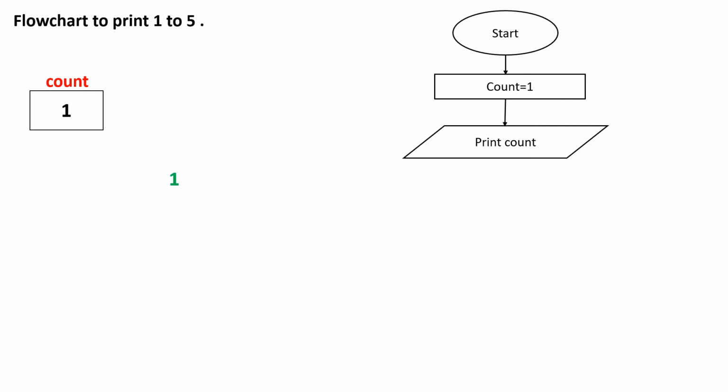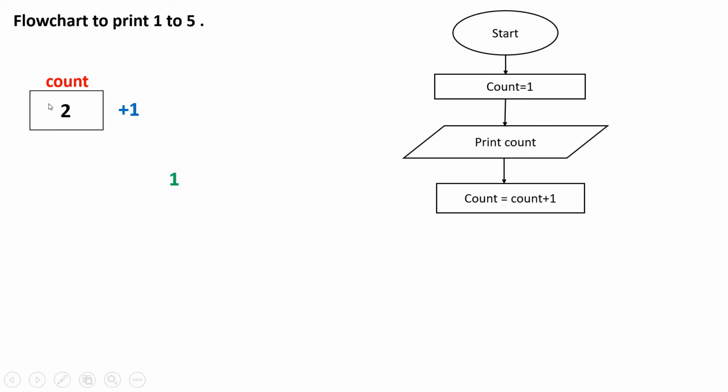Now how will I go to the next number, that is 2? I will increment count by 1. So here I write count equal to count plus 1. Count equal to count plus 1 means I am going to increase this count by 1. That is 1 plus 1 is 2. So now the count is 2.